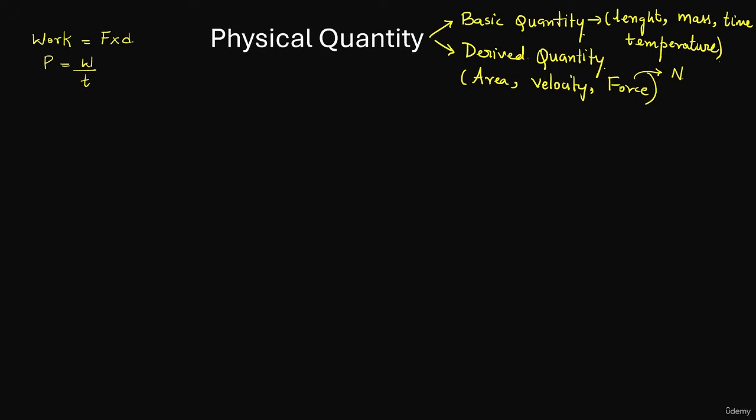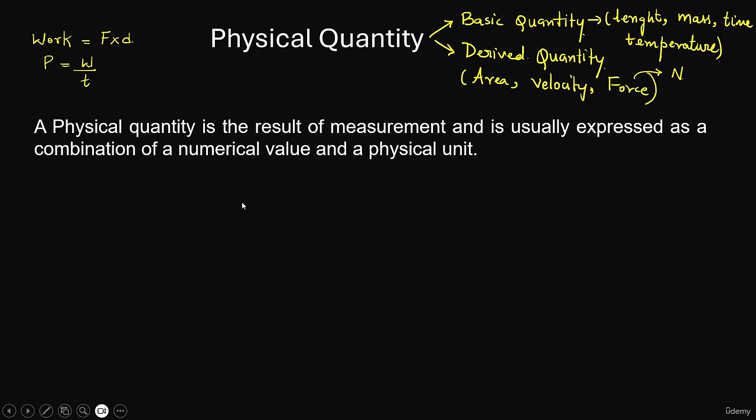Now, coming back to the definition of physical quantity, let's try to understand. A physical quantity is the result of a measurement, and it is usually expressed as a combination of a numerical value and a physical unit adjacent to it. So when I write for the force 10 newtons, 10 is the numerical value and N is the unit.